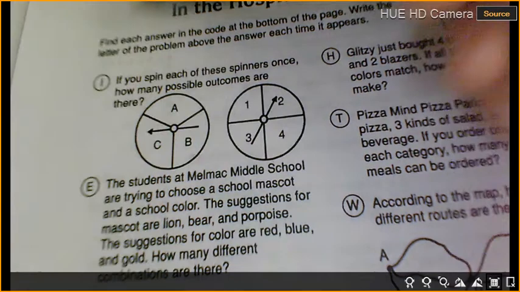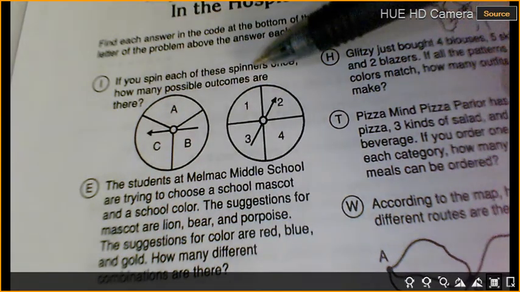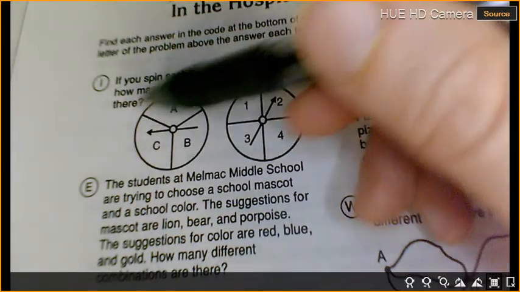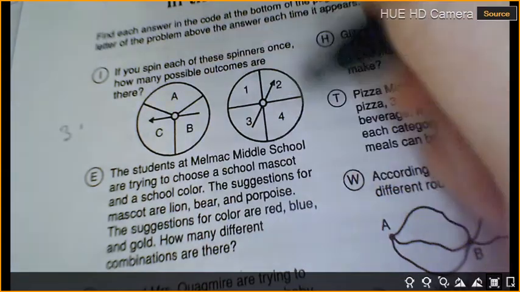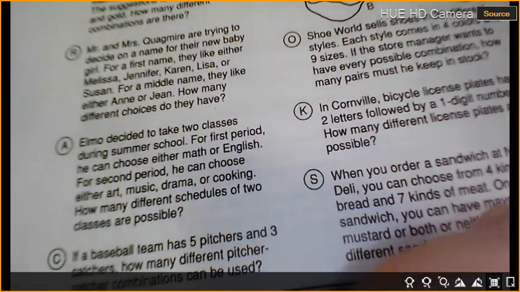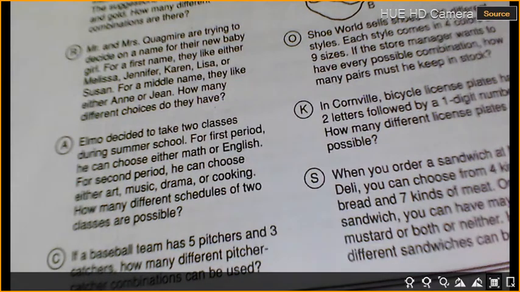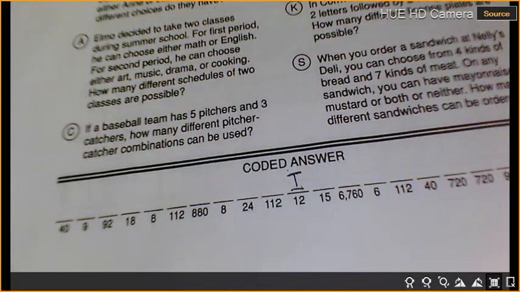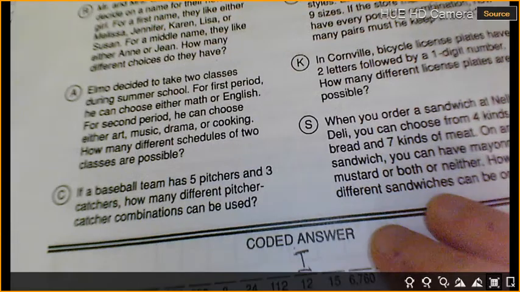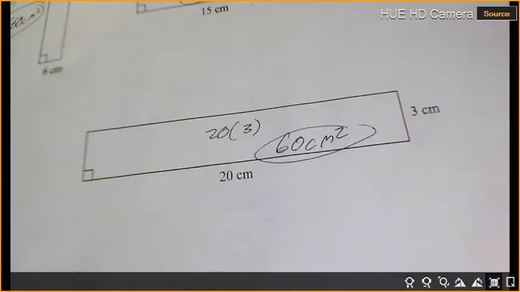All right, so here it says, if you spin each of these spinners once, how many possible outcomes are there? There are 3 possibilities for the first spinner, right? How many possibilities for the second spinner? 4. So 3 times 4 is 12. So then I go down here, and wherever there's a 12, I put the letter I. There's only one I. All right, let's look at the back.